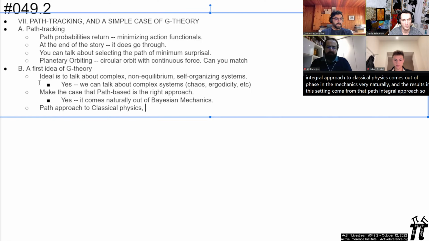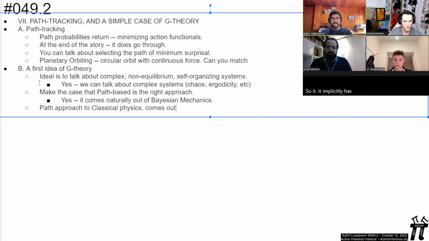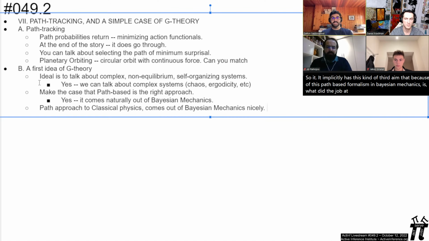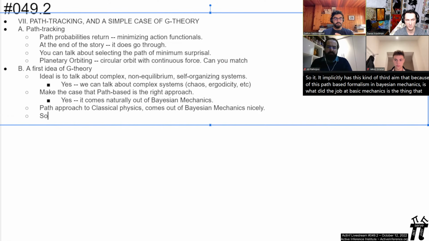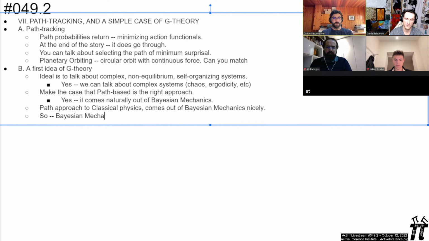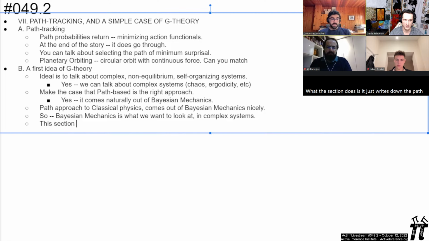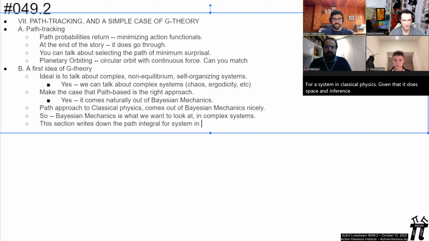So it implicitly has this kind of third aim, that this path-based formalism in Bayesian mechanics is what did the job, so Bayesian mechanics is the thing that we maybe want to look at in more complex systems. So that's the aim of this section. What this section does is it just writes down the path integral for a system in classical physics, given that it does Bayesian inference as per Bayesian mechanics. So approximate Bayesian inference, if you'd like.